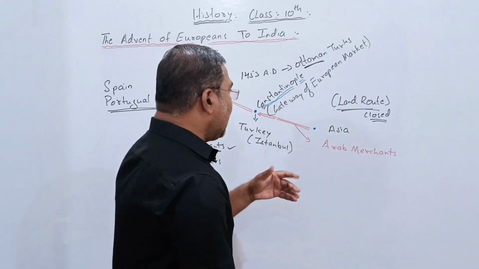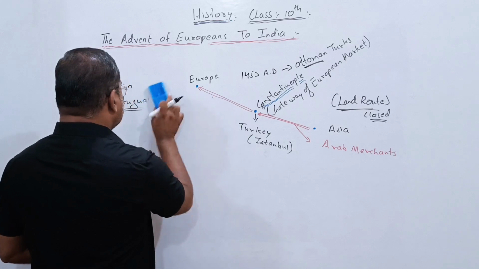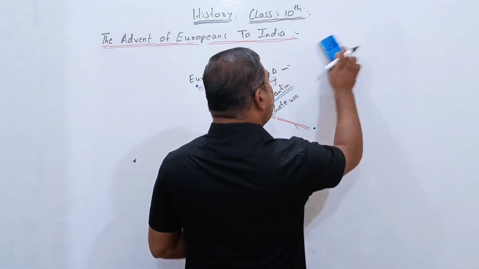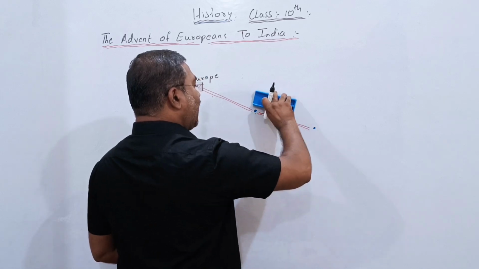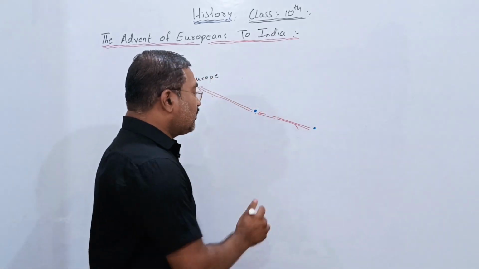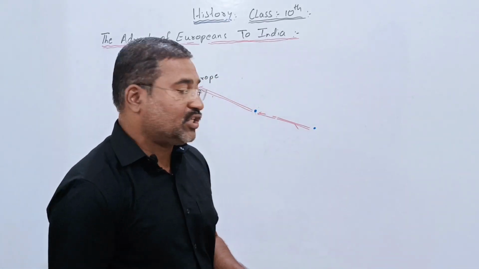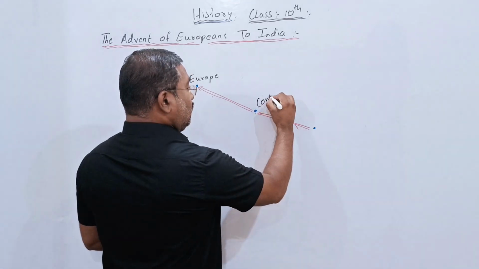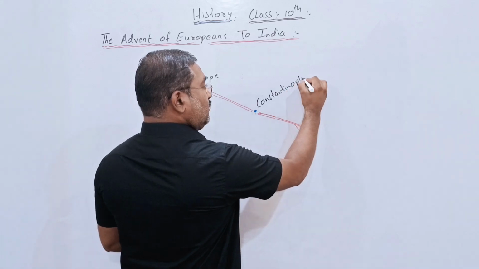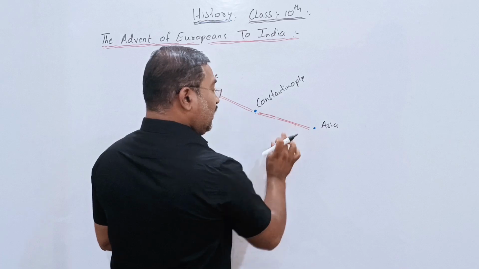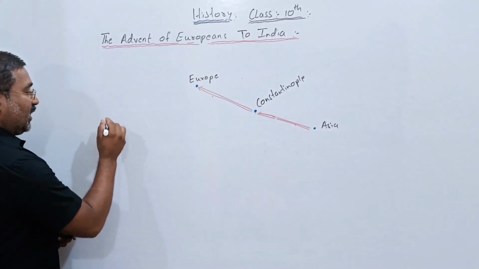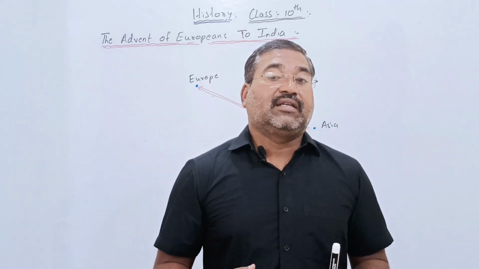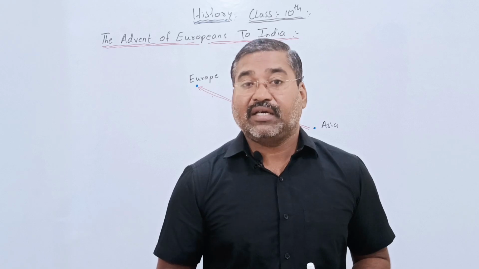In this section we have seen that Portugal and Spain played a very important role in exploring or finding a new route that would connect Europe to Asia. Which was this place? This was Constantinople, and this was Asia. Now Spain and Portugal were very eager, and these nations encouraged a number of navigators to find a new path.